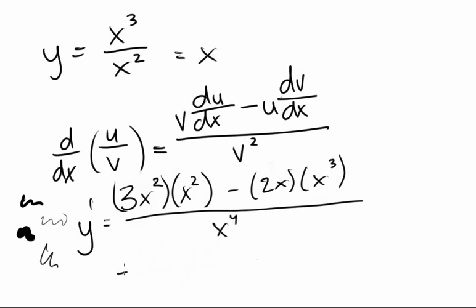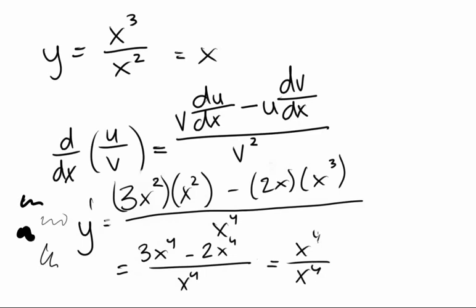See, it's okay to make mistakes as long as you figure them out. All right, so now we're going to have 3x to the 4th minus 2x to the 4th all over x to the 4th. 3x to the 4th minus 2x to the 4th is 1x to the 4th, and x to the 4th over x to the 4th is 1. There we go. So you can see that it does work if you actually do it right. Now there's one more.